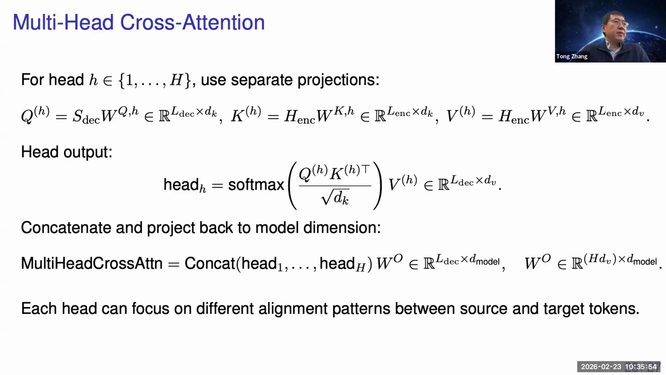So multi-head cross attention is you combine the cross attention heads, and then you do an output matrix, so you get your current one. Again, in this case, each one you focus on a different alignment setting. So multi-head attention.